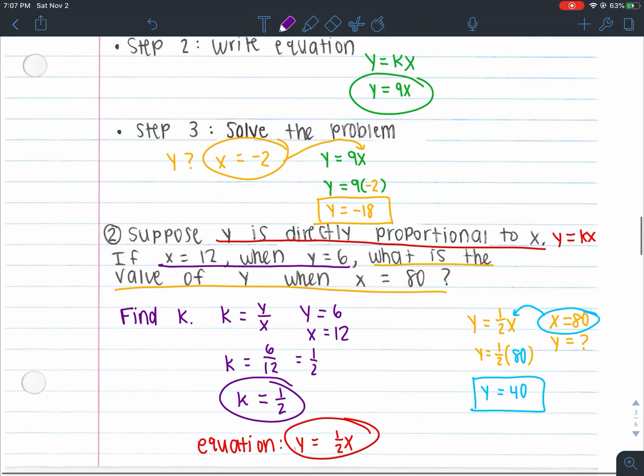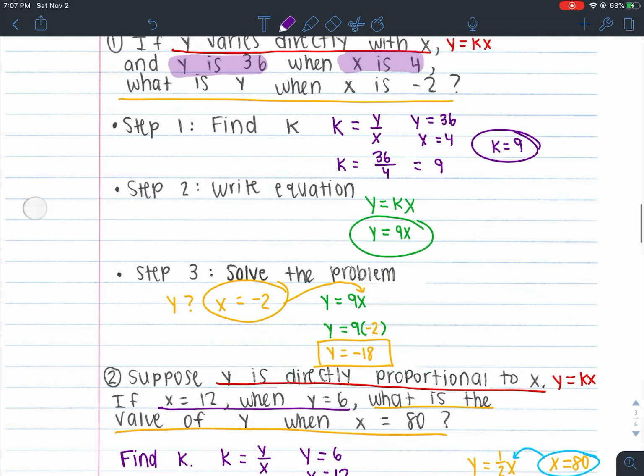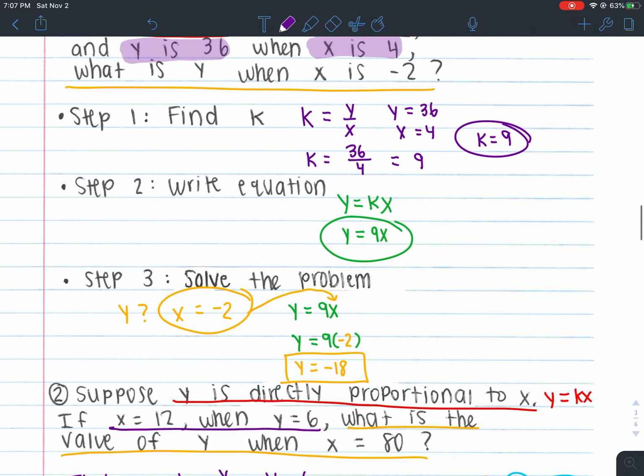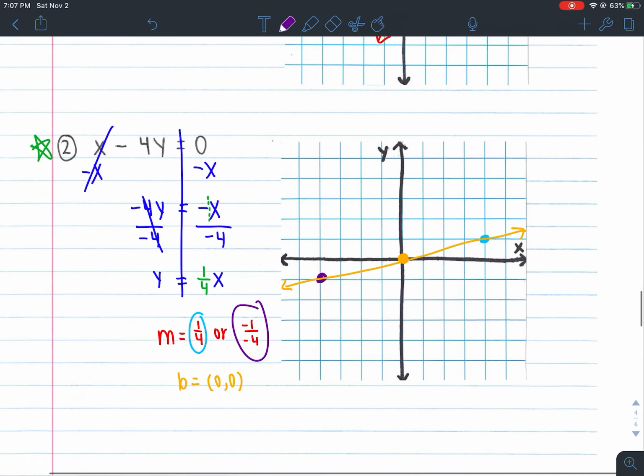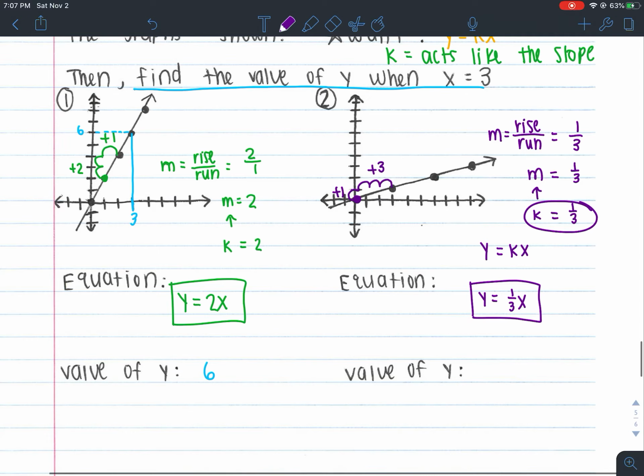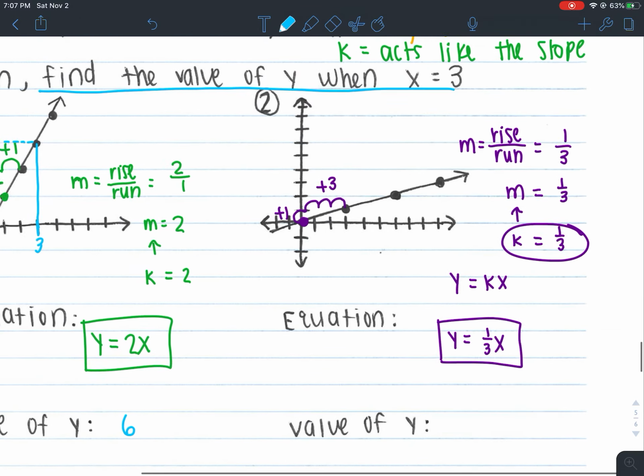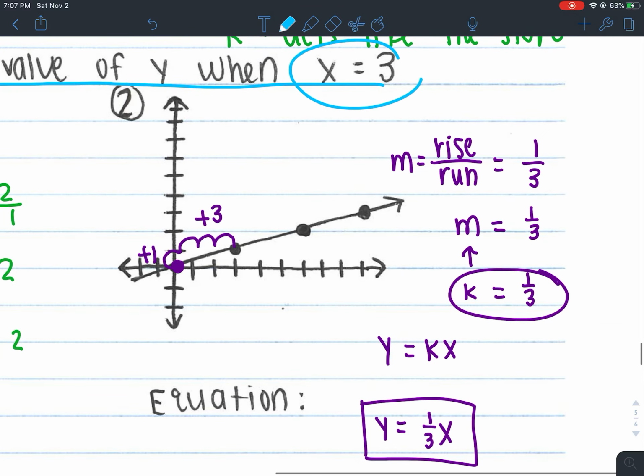So just like the previous problems with the words, right? I would want to find k first, and then write the equation and then solve the problem. Same thing we're doing here. We're going to find k, that's what we've been doing, find k, write the equation, and then solve the problem. The problem is, find the value of y when x equals 3.